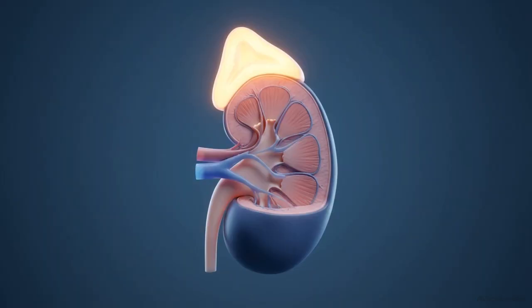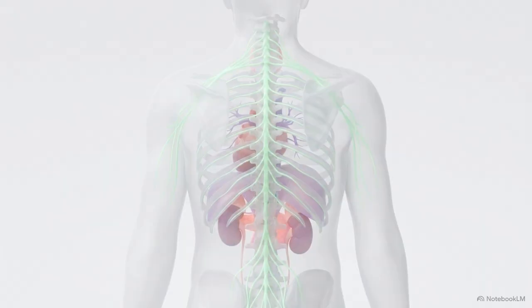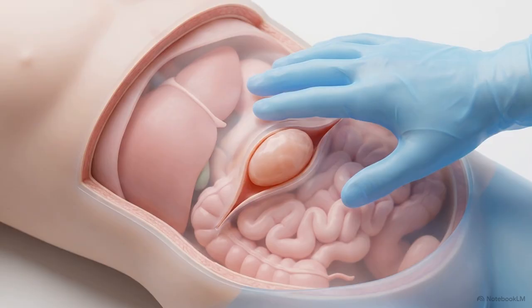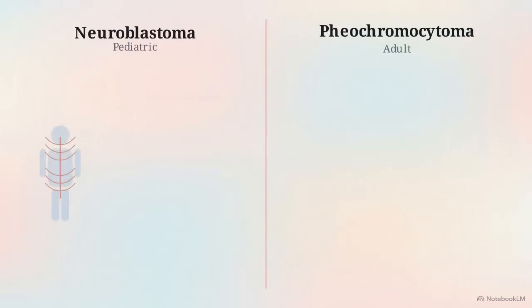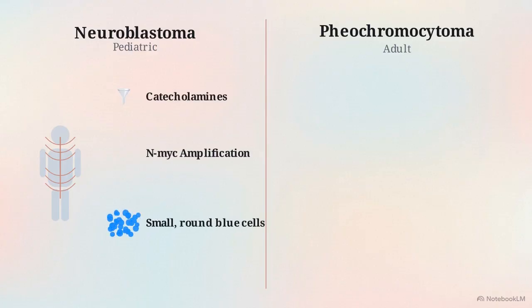To differentiate catecholamine-secreting tumors in the adrenal and sympathetic axis, the diagnostic path begins with the patient's age. A neuroblastoma occurs almost exclusively in children under 2 years old. It originates from the neural crest cells or the sympathetic chain. The physical exam will reveal a palpable abdominal mass. Depending on the tumor's location, you will also see periorbital ecchymoses, often called raccoon eyes, from orbital metastases, or Horner syndrome from cervical involvement. Neuroblastoma proof requires elevated catecholamine metabolites, N-MYC amplification, and small round blue cells.